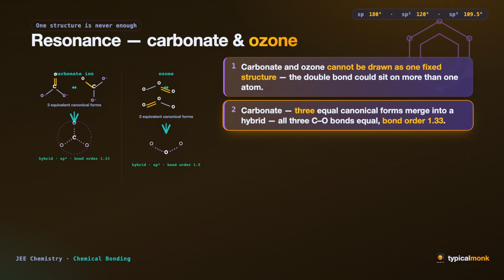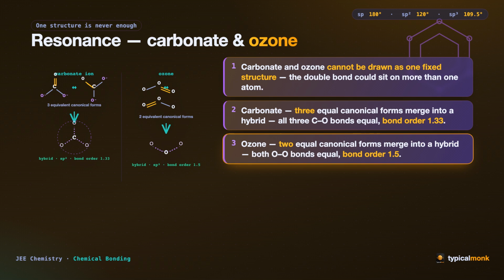For carbonate, we draw 3 equivalent canonical forms, the double bond shifting to a different oxygen each time, and they merge into one resonance hybrid. All 3 carbon to oxygen bonds are equal with a bond order of 1.33. For ozone, only 2 canonical forms are needed. The double bond shifts between the 2 sides, merging into a hybrid where both oxygen to oxygen bonds are equal, with a bond order of 1.5.